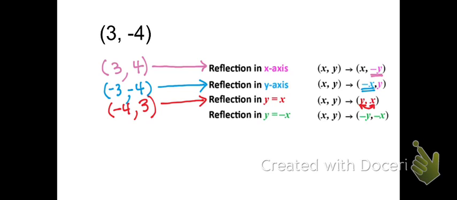And lastly, reflecting it across the line y equals -x. Notice I'm switching my x and my y, but I'm also taking the opposite sign. So if I'm starting with my y-coordinate, it was -4. I'm going to make it a +4, and now it's first. And then I'm going to use my x-coordinate. It was +3. I'm going to make it -3. So this is that same point reflected over the line y equals -x.